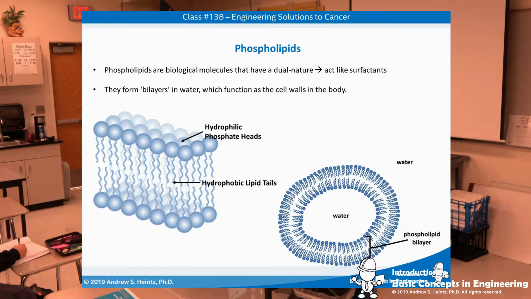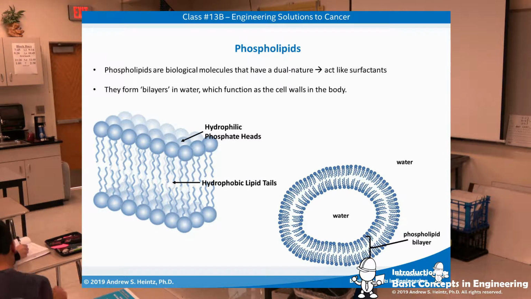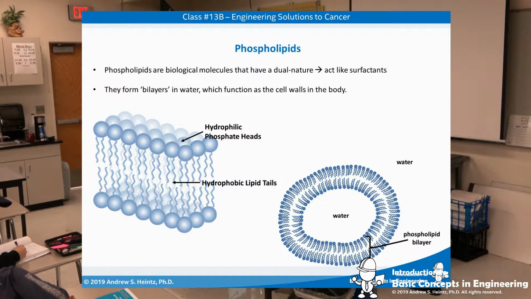All right, so phospholipids are biological molecules that have dual nature. In fact, they act like surfactants. Okay? So what they have is a hydrophilic phosphate head, and then they have lipid tails. Lipids are essentially fatties, right? And what they form is a cell wall. Or they can form what is a cell wall.